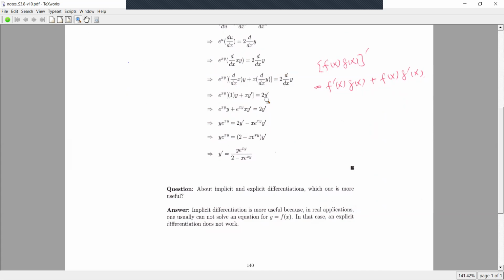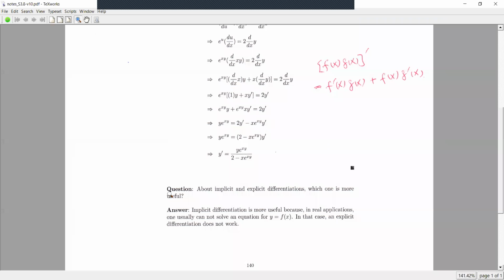This is y prime. Now, solve this equation for y prime. This term has y prime. I move it to the right side, then I have this equation. Now, factor out y prime, then I have this equation. Finally, move this factor to the left side, then I have this equation. This is the result of the derivative of y.